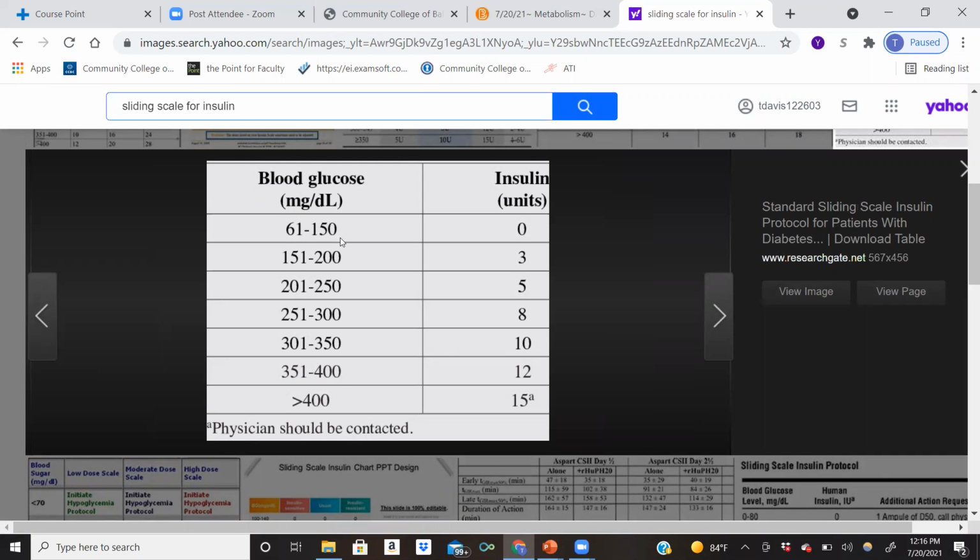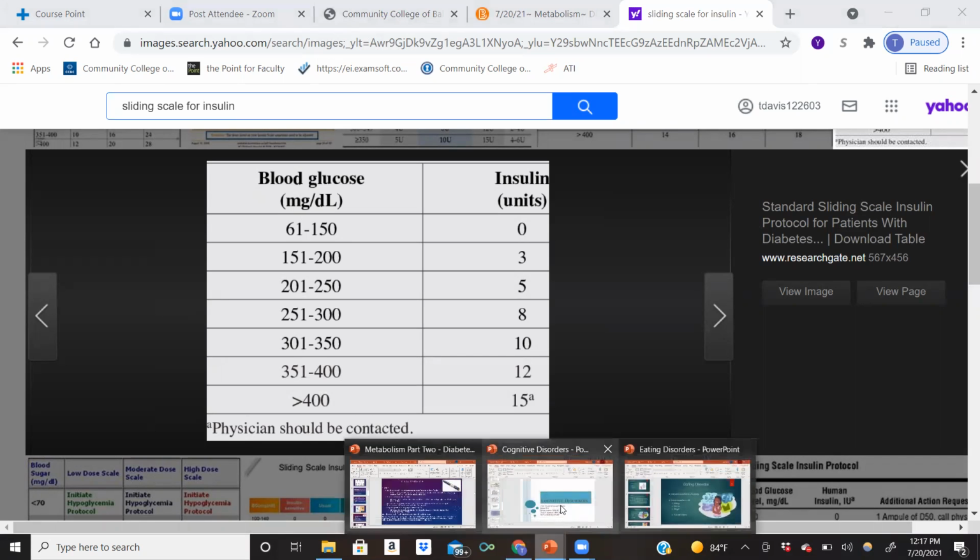So this would be in your MAR. If they had a blood glucose level of 61 to 150, they wouldn't give any insulin. If their blood glucose was 150 to 200, they might get 3. And if their blood glucose was 201 to 250, they would get 5. So that's what a sliding scale looks like. It can be different for each patient depending on whether they're on a low dose, medium dose, or high dose insulin. But that is what we call sliding scale.